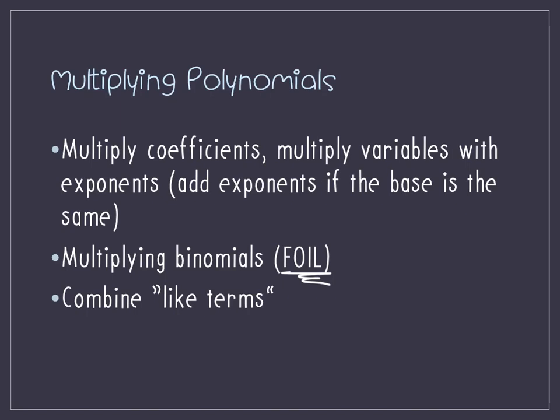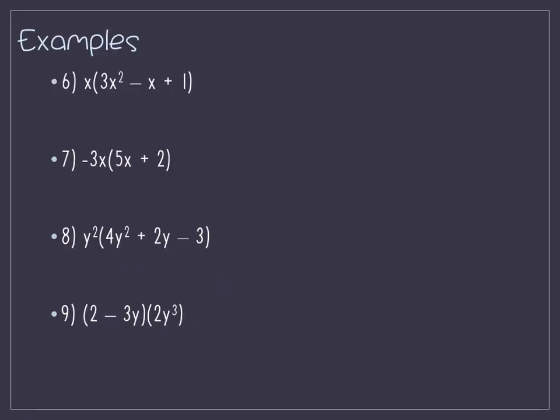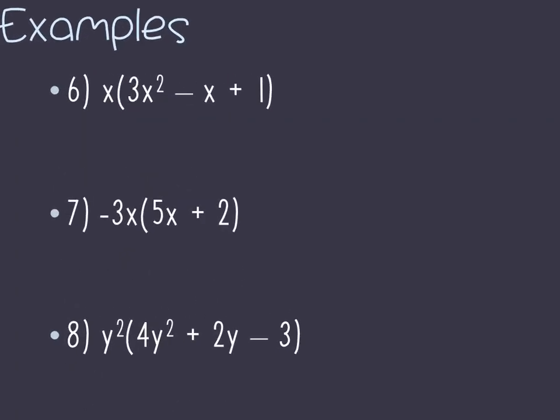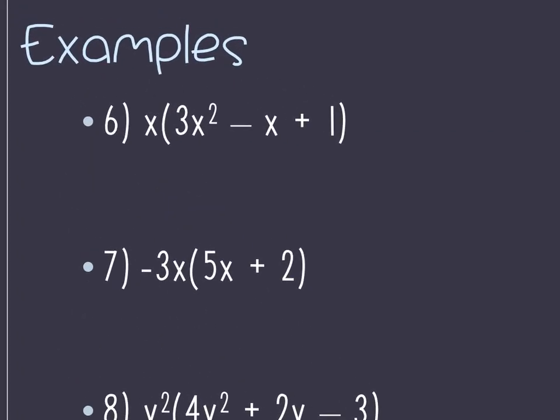Pretty good on this slide. All right, let's try some examples of multiplication. So number 6, all I need to do here is distribute the x to the 3x squared, and it becomes 3x cubed. Then I'm going to distribute the x to the negative x, becomes negative x squared. And then lastly, the x to the 1, and it's plus x. And I'm done.